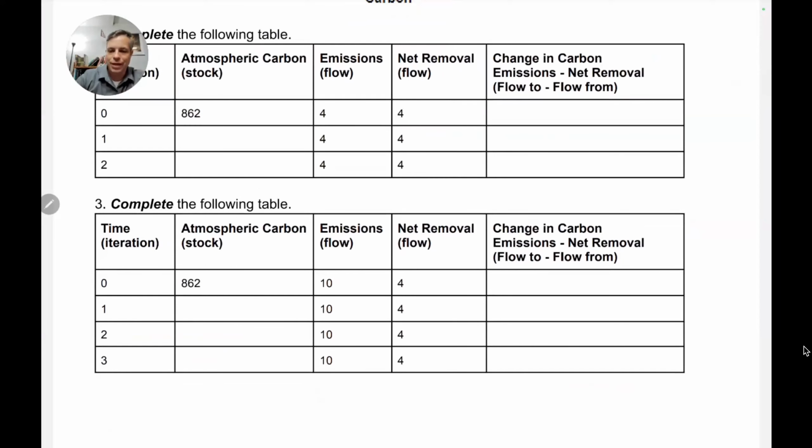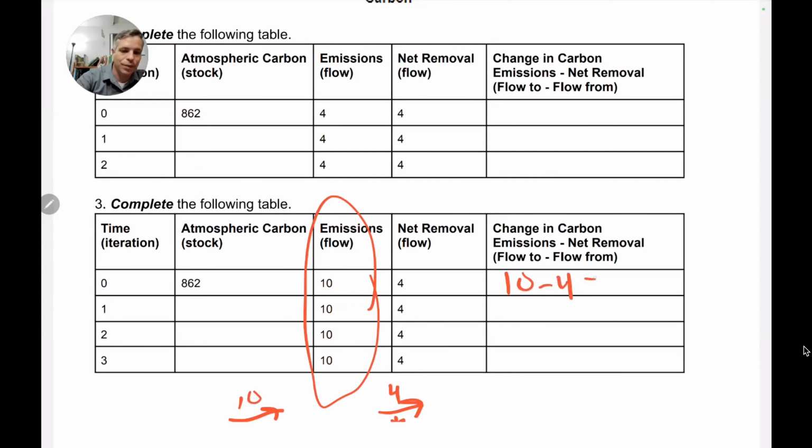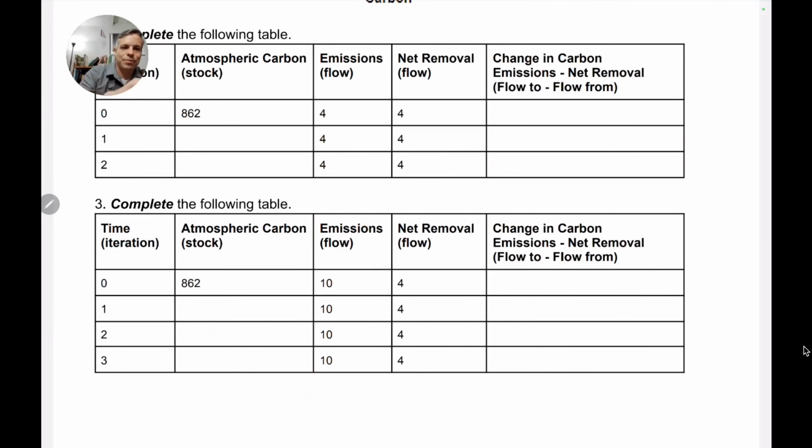Then we do this again. This time, instead of emissions being 4, we have emissions being 10. And so we have 10 going in and 4 going out. So 10 minus 4 equals 6. And it's not going to change. It's going to stay at 6, 6, 6. So then how is that going to change the stock? Well, 10 minus 4 is going to be 6, so it's going to go up: 868, 874, 880. And so I walk them through to see, this is just like a pencil and paper simulation, and see how that works.